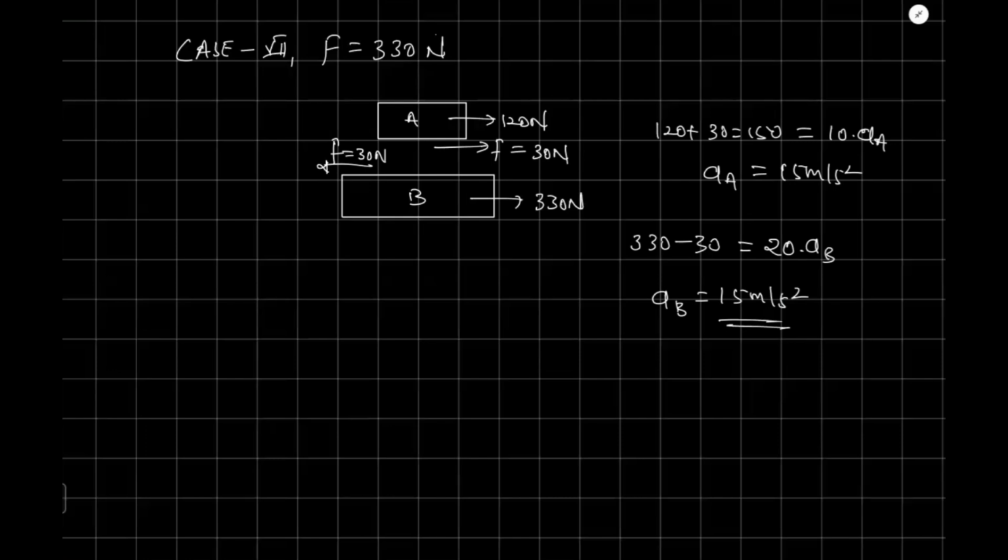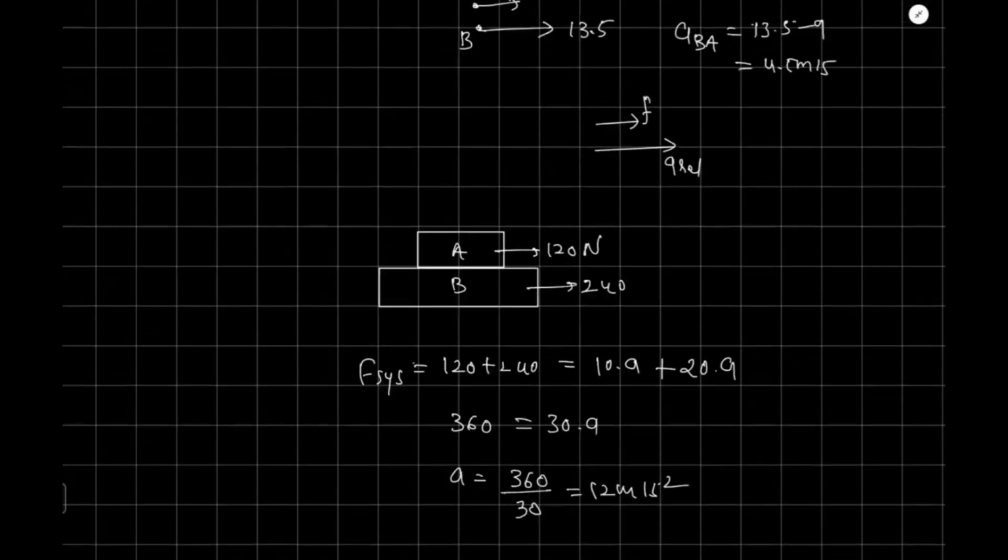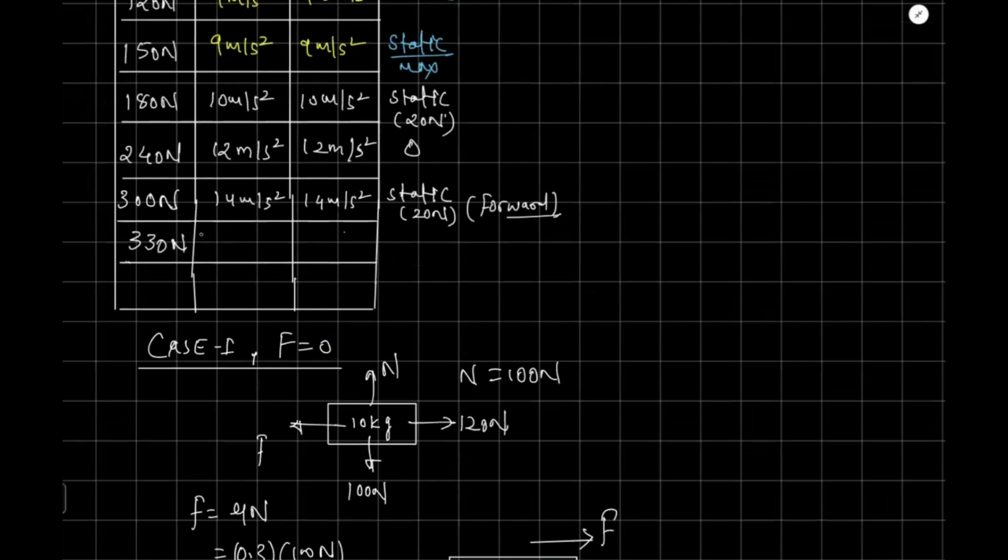So is it possible? Yeah, it is possible. When acceleration of A equals acceleration of B, it means there is no relative motion. So in this case, what is happening? Our friction force is acting and it is acting at a maximum value. And this time this friction is again static friction. So we can put this value in the table again. It will be 15 meter per second square, 15 meter per second square, and again static friction, and it is at its maximum value.